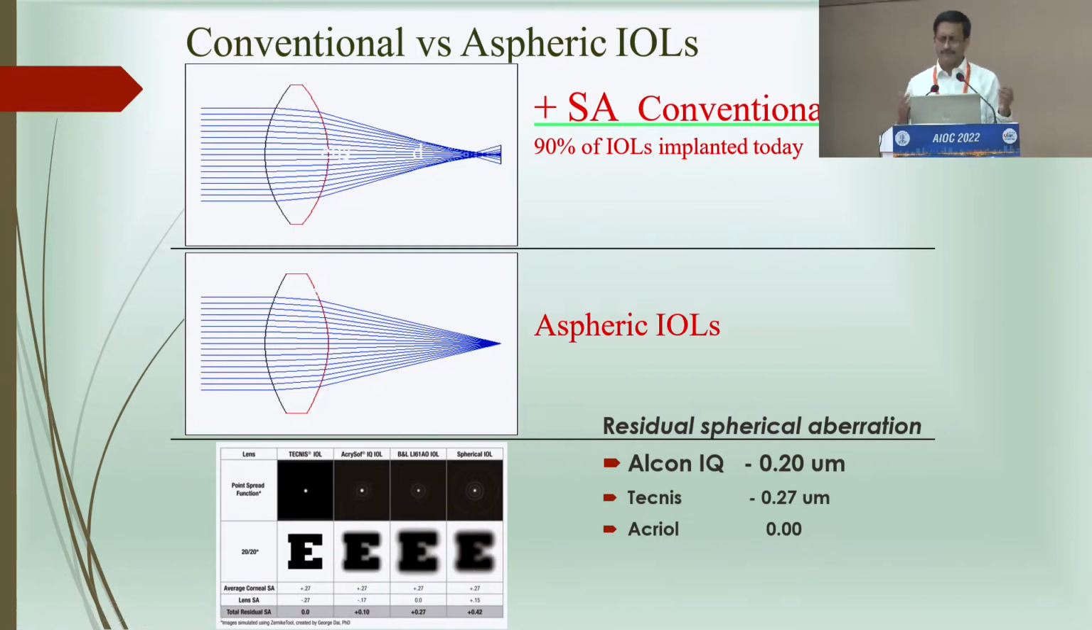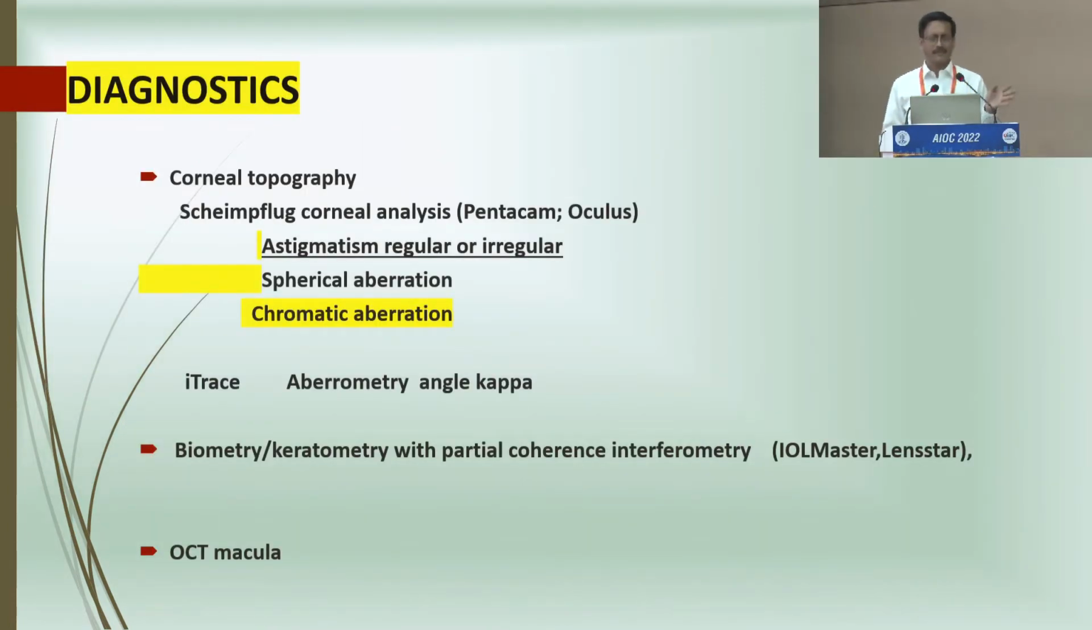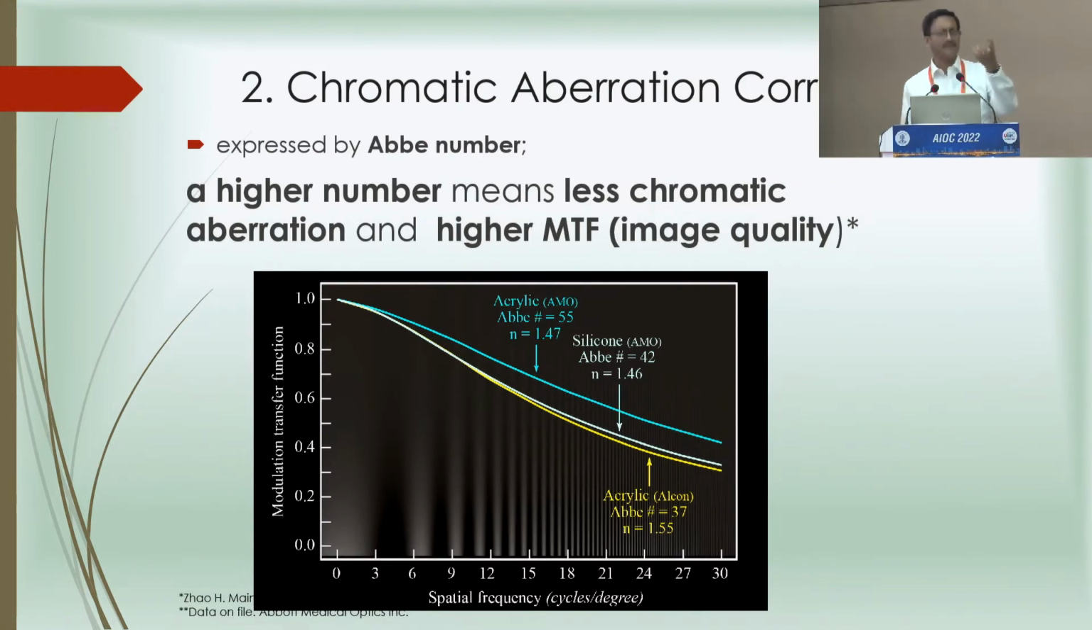Various companies keep variable amounts of negative spherical aberration. Like Alcon keeps it 0.2, Technis has minus 0.27, Acrel 0. So according to their study, they keep it. But basically you cannot have it positive after the operation. Always try to keep it at 0 to negative, some amount of it. Chromatic aberration depends on the Abbe number of the material by which the lens is made. Higher the Abbe number, better is the chromatic aberration correction, and crisper is the image and the modulation transfer function.